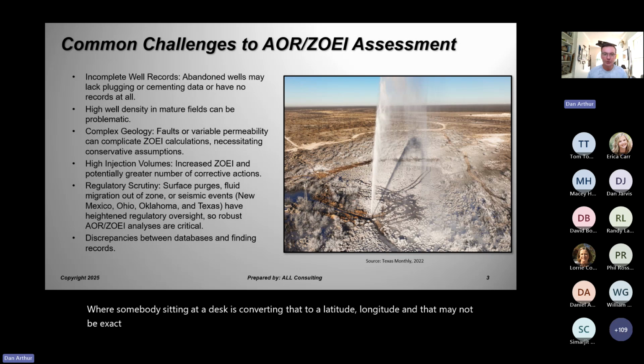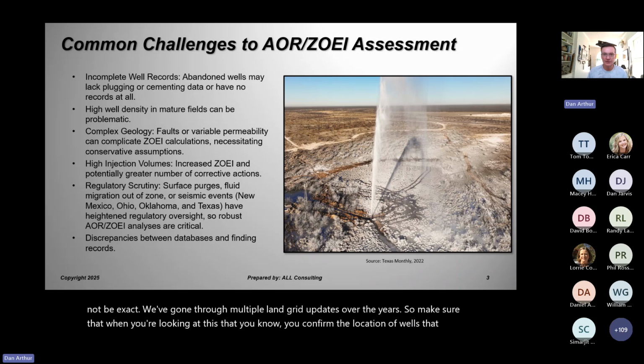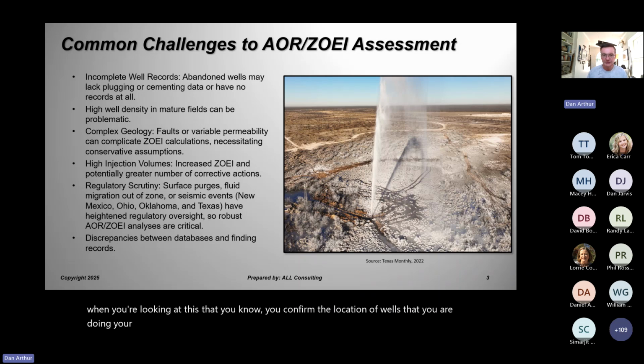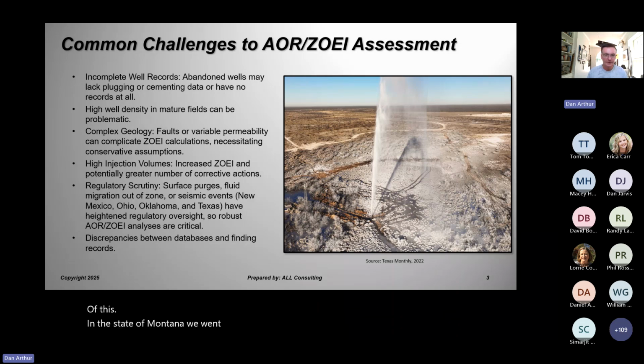We've gone through multiple land grid updates over the years. So make sure that when you're looking at this, that you confirm the location of wells, that you are doing your homework and not just trusting a database. I can tell you an example of this in the state of Montana. We went to permit a well.